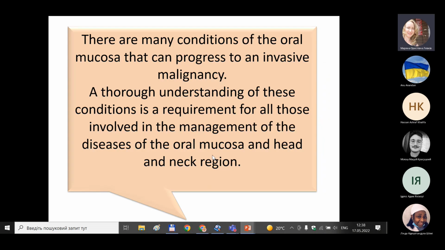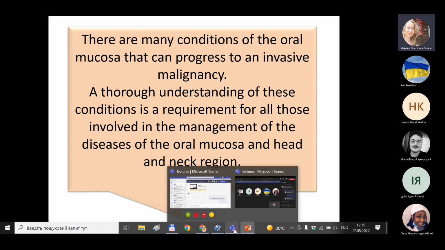There are many conditions of the oral mucosa that can progress to an invasive malignancy. An understanding of these conditions is a requirement for all those involved in the management of diseases of the oral mucosa and head and neck region.